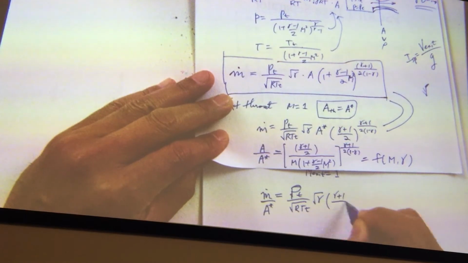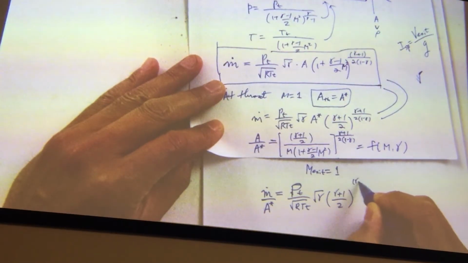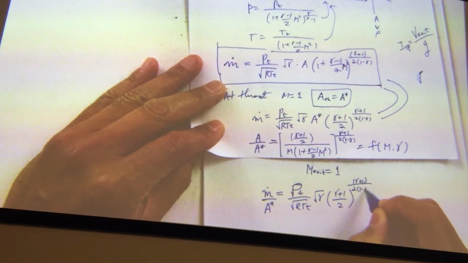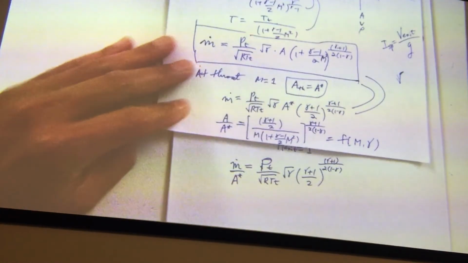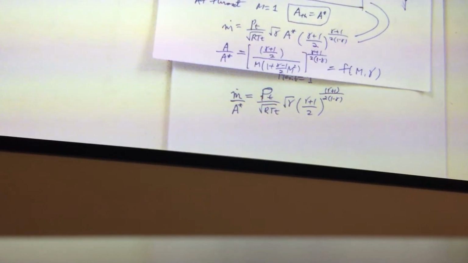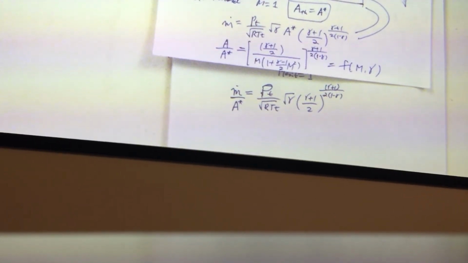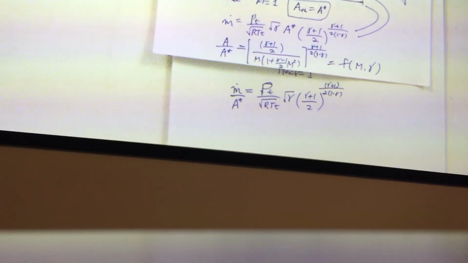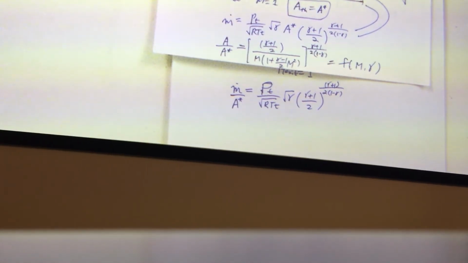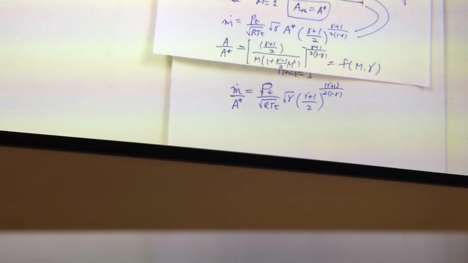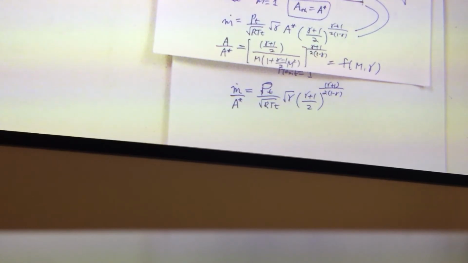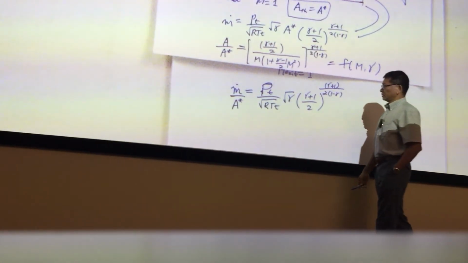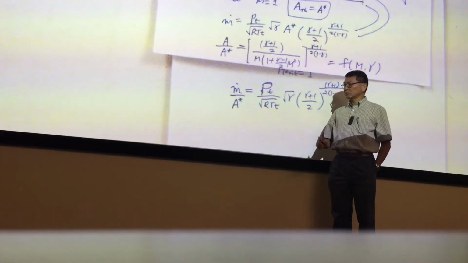Plus 1 over 2, gamma plus 1 divided by 2, 1 minus gamma. That will be your mass flow rate per cross-sectional area. And we like this per cross-sectional area simply because whether it's a big rocket or a small rocket, this value should be the same. That's a good thing to talk about. You want something that is very universal rather than a special case. So your mass flow rate will be equal to this.